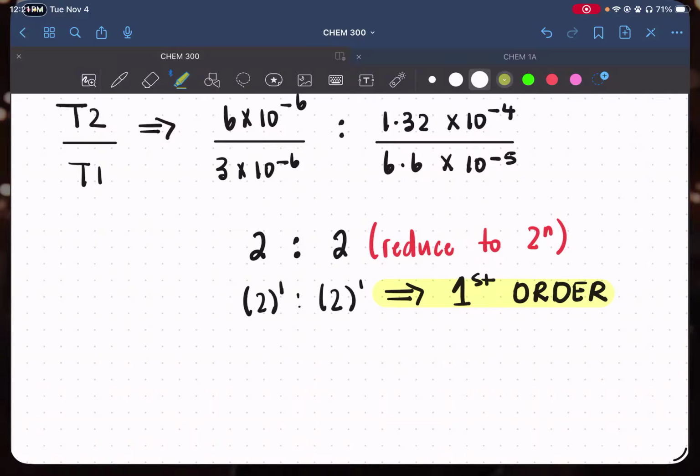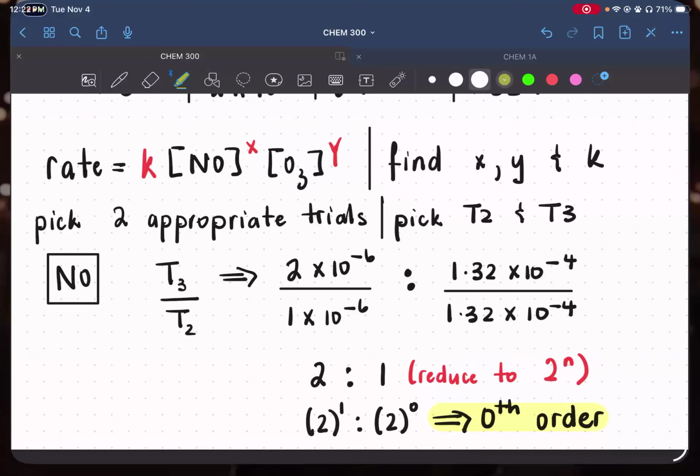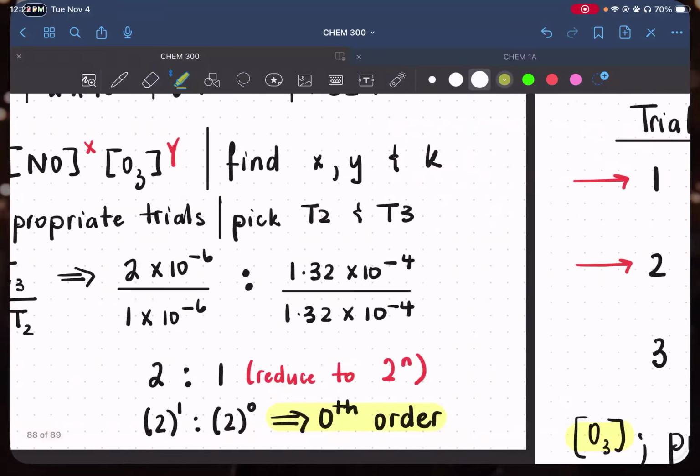What do these orders mean? Remember, they reflect the sensitivity. First order tells us that when the chemical doubles, the rate doubles. It's a 1-to-1 ratio. If the rate triples, the concentration triples. Over here, we had 0th order. 0th order tells us, well, it doesn't affect the rate at all. We can double, triple, quadruple. The rate will stay the same. 0th order.